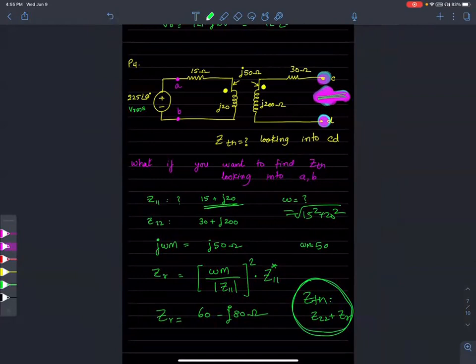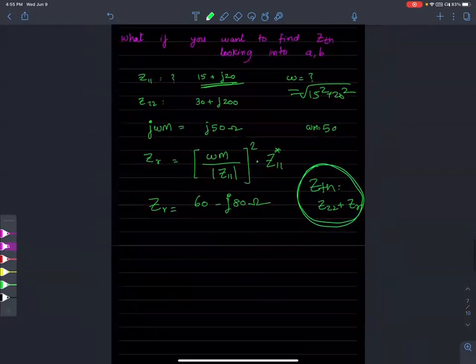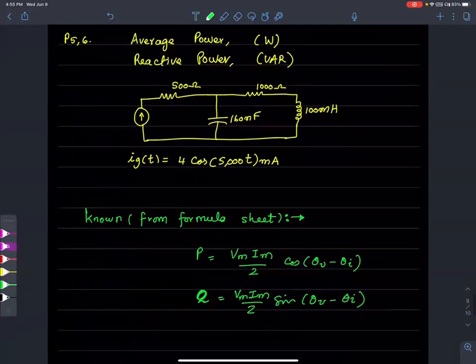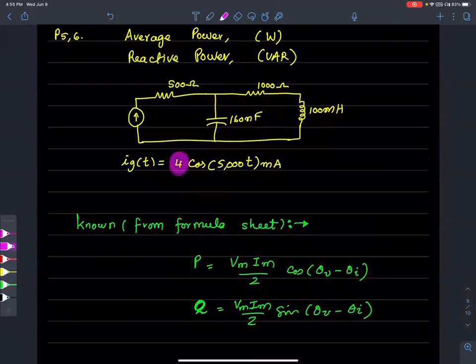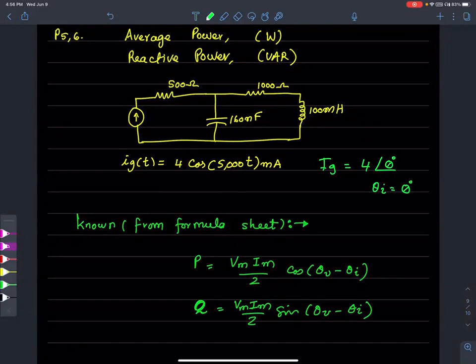The next problem, here's what I'm going to do. I'm simply going to give you a hint because I don't want to belabor the point. You're given a circuit that looks like this. There is a current source, IG, with some Vm, omega, and phi. So IG equals 4 angle 0 degrees. Theta I is 0 degrees.